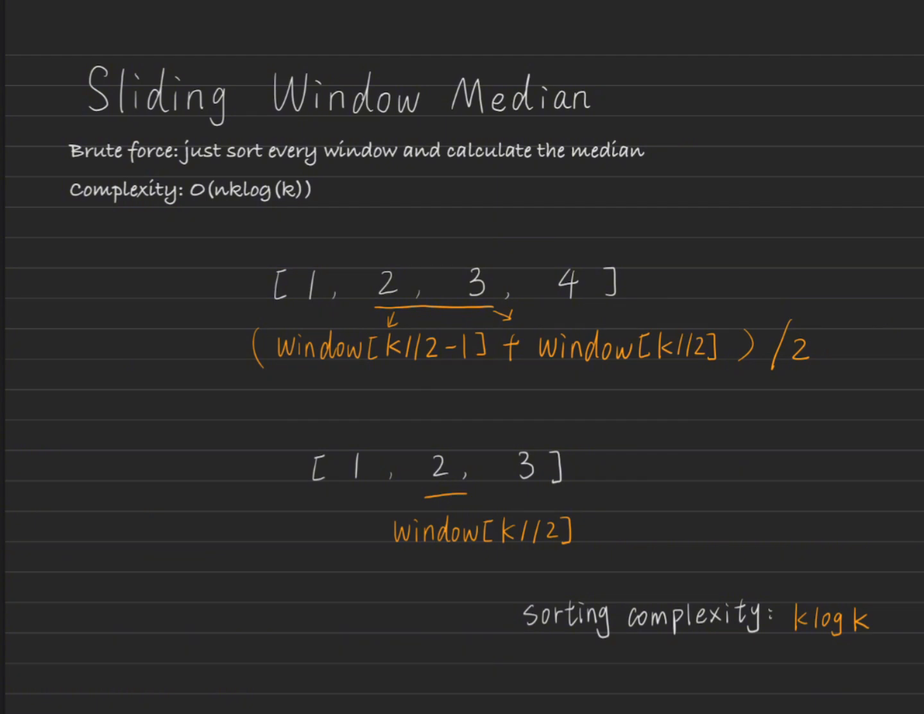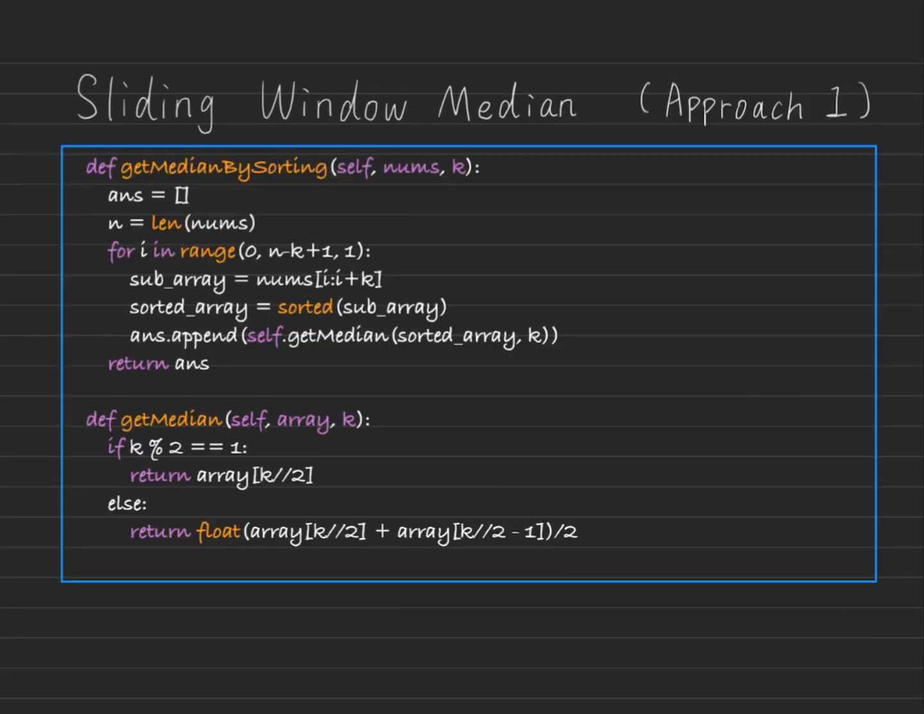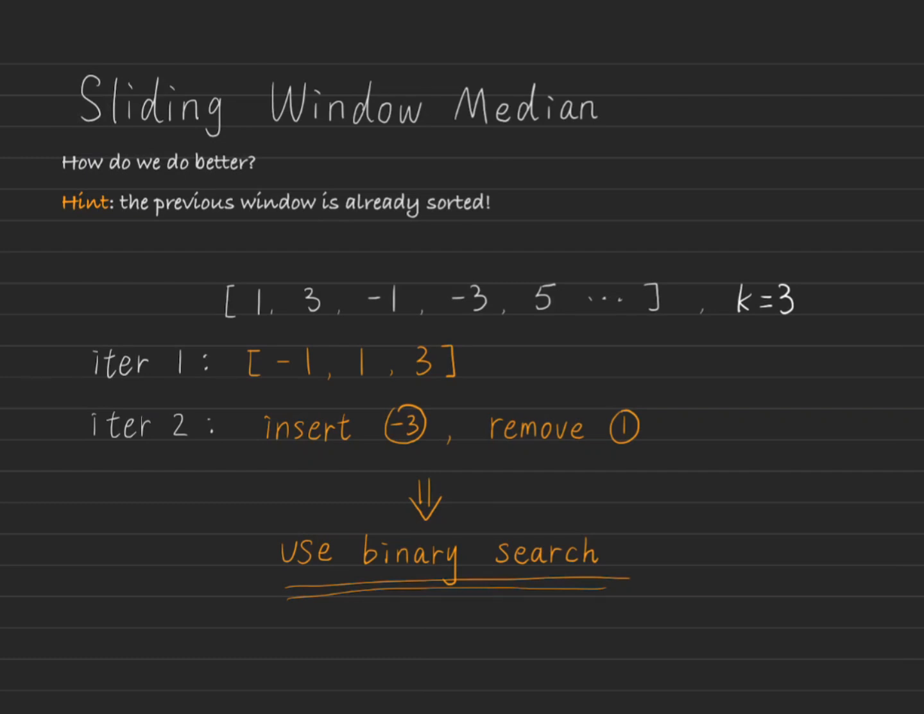The complexity of sorting an array is k log k, and we do that for every window starting from left to right, moving one position at a time. So the overall complexity is O of nk log k. Here is the pseudocode in Python. As mentioned, we get the subarray, sort it, and get the median for each window as we slide through. Now the question is, how do we do better?